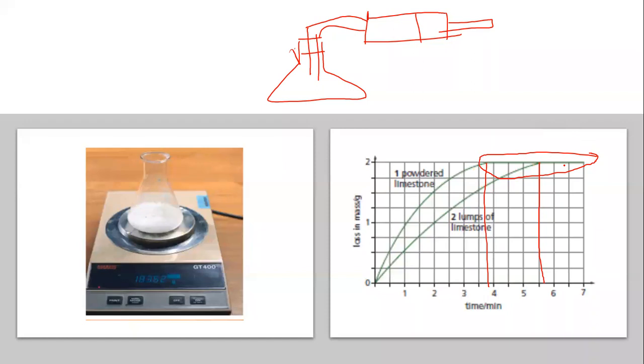completely flat line. Now, oftentimes they're going to ask you to use these graphs to find out the initial rate of reaction. They will say, calculate the initial rate of reaction. The way you calculate the initial rate of reaction is you make a tangent. Do you know what a tangent is? This is a tangent. It is a straight line.